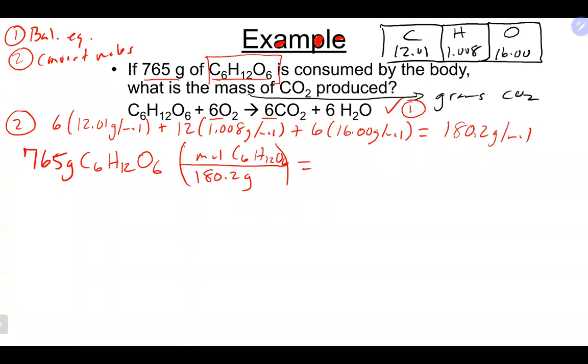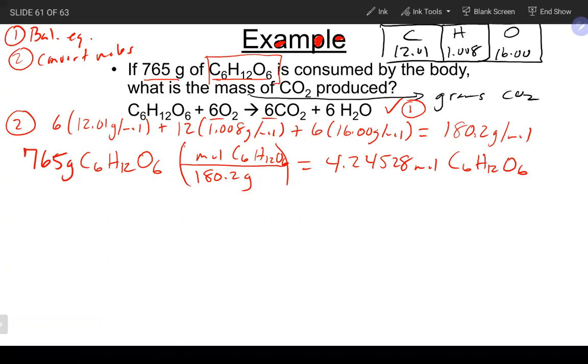And in this case here, 765 divided by 180.2 will give us something like 4.24528 moles of C6H12O6. Just take a few digits and not round too much along the way here, since we have to continue on with the calculation.